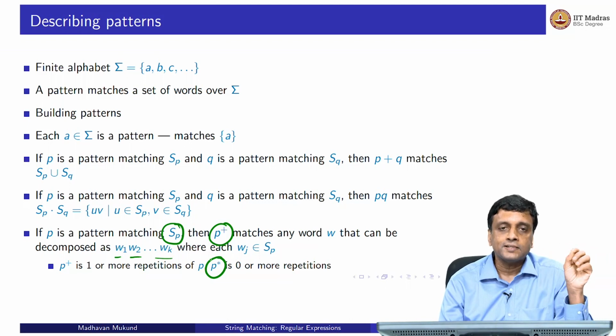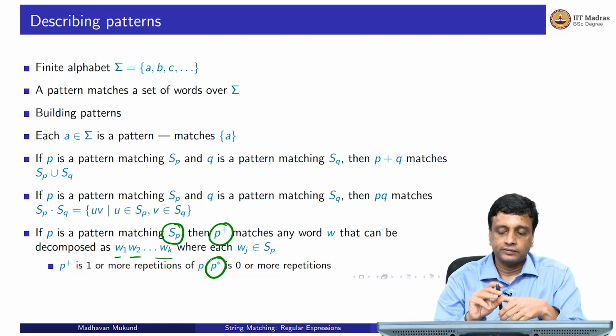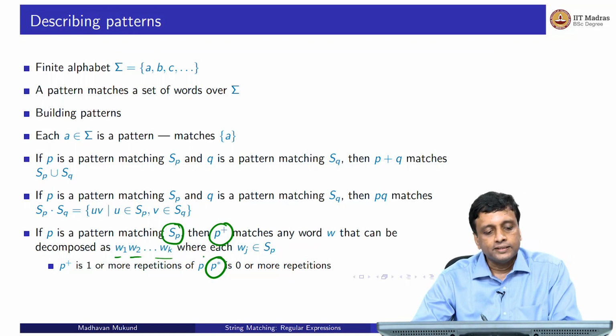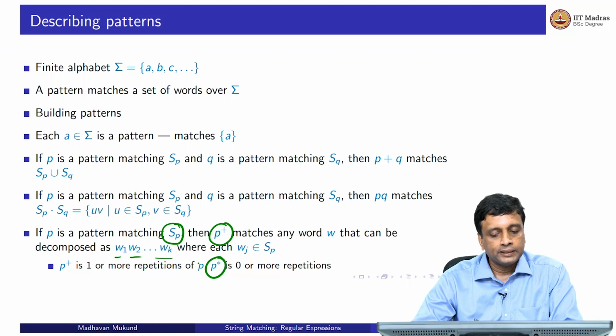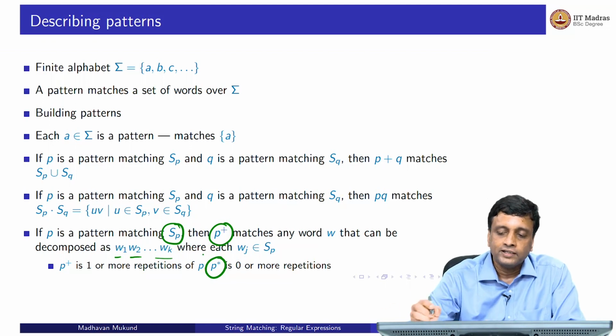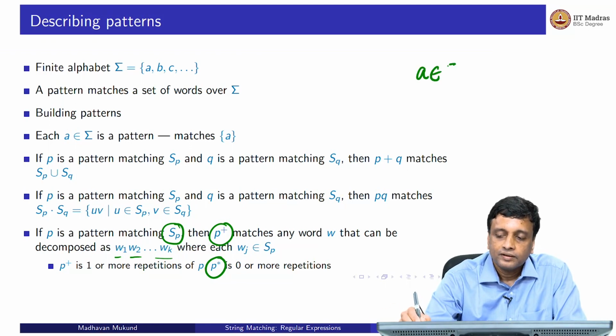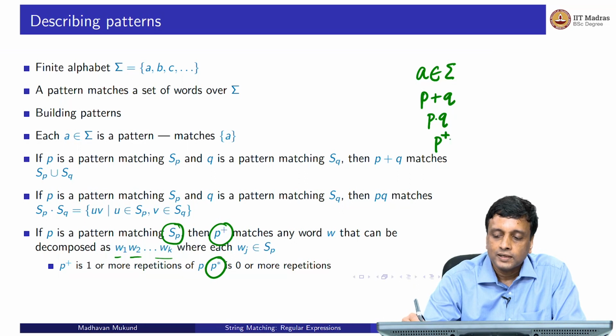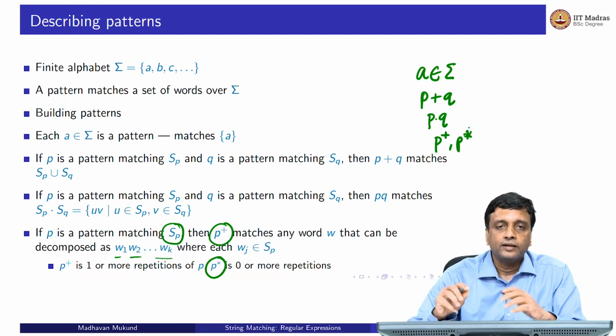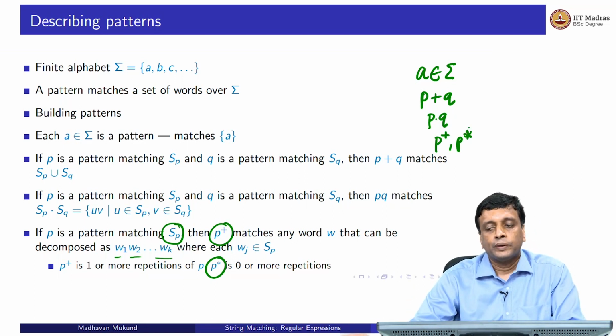But if it is P plus, it must have at least one copy of the pattern. So with this syntax, which might be a little bit overwhelming, what we had is A, and then we had this choice, either P or Q. We had P followed by Q, and we had P plus and P star, which denote repetition. So we can now look at some examples just to understand better what this does.